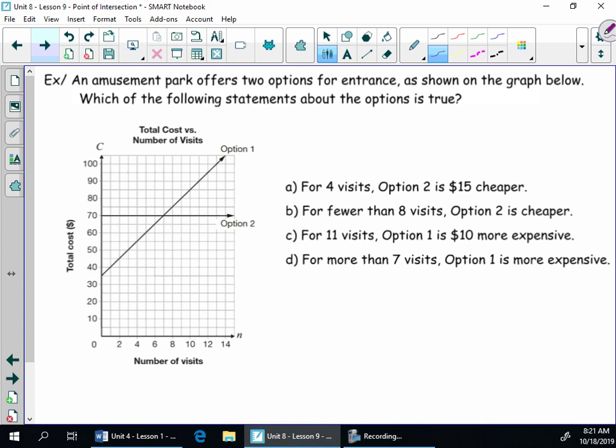Okay, let's look at another example. This one, the picture is drawn for us. The pictures aren't hard to draw. They're making tables and graphing them. But what we really want to do today is analyze competing companies, competing situations.